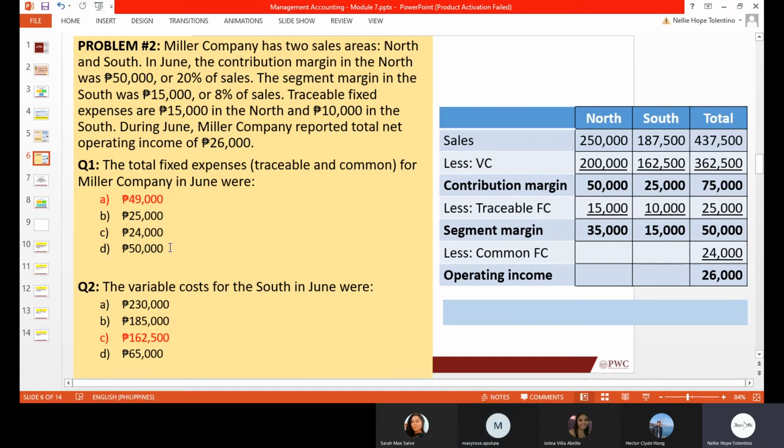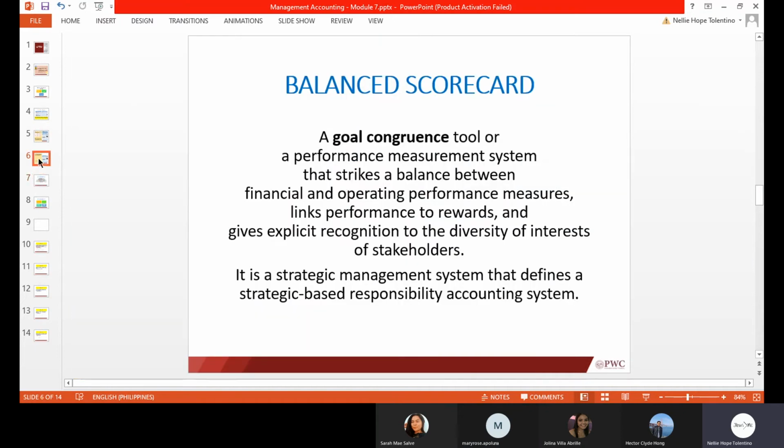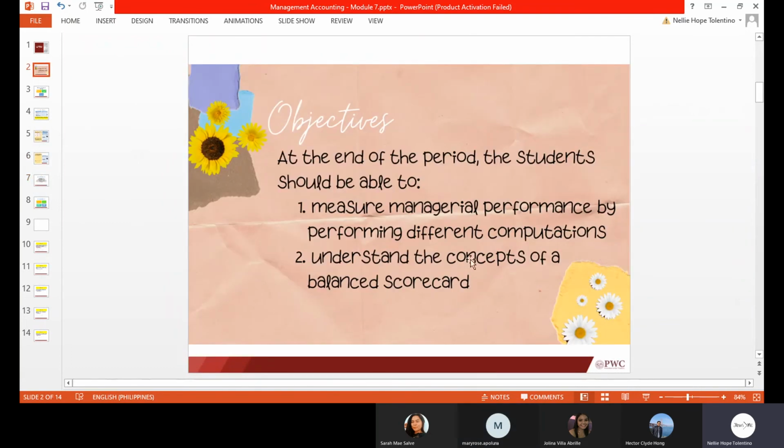Kung feeling mo masakit na ulo mo, huwag mo munang ituloy, huwag mo munang i-submit. Pwede yun, as long as hindi pa siya deadline. But anyway, ino-open ko naman din yung exam kahit beyond the deadline na. So, yun. So, we're done now with our first objective. We did computations. Now, we will proceed with the balanced scorecard.